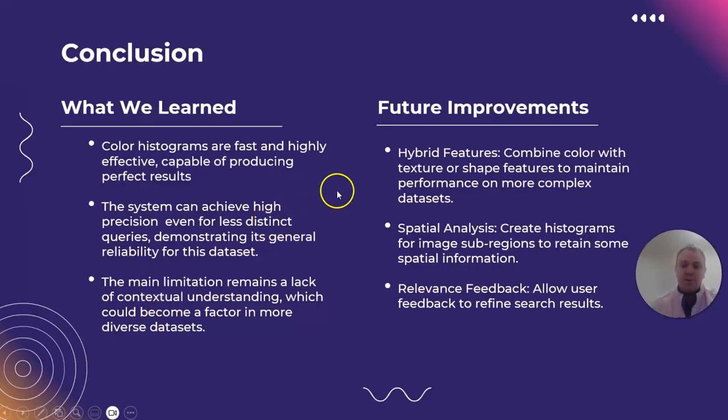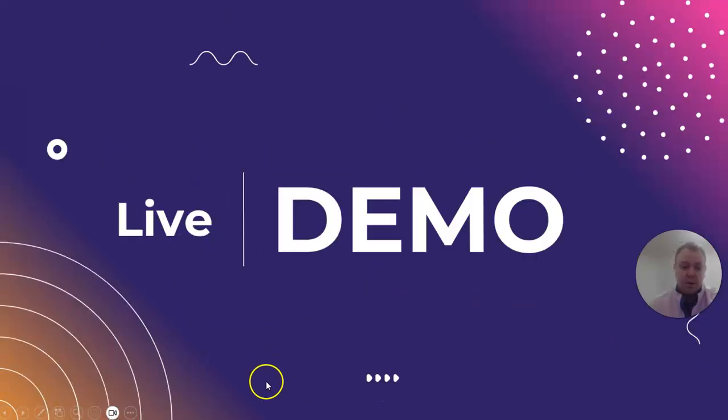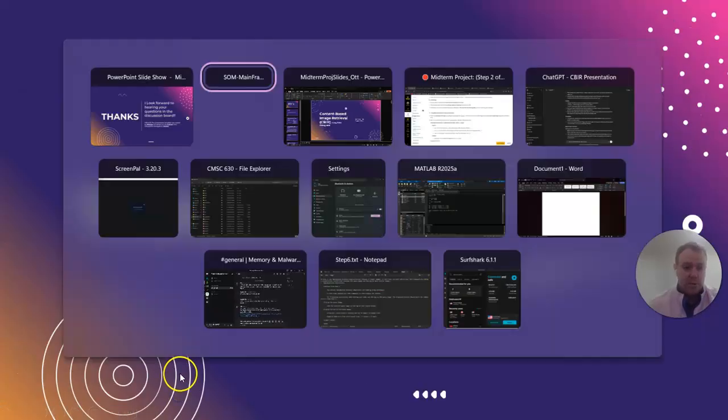So, hybrid features: combine color, spatial analysis, relevance. I have to speed this up to get to my demo. So, here are my references, and on we go to the live demo.